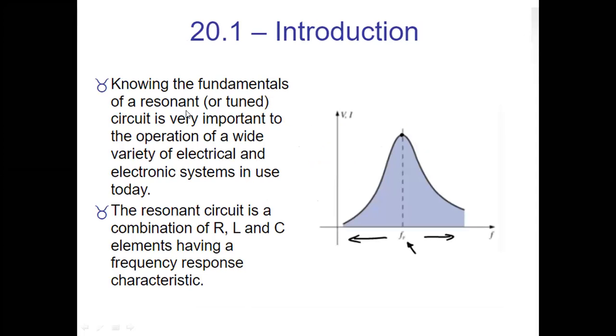Knowing the fundamentals of a resonant or tuned circuit is very important to the operation of a wide variety of electrical and electronic circuits in use today. The most important example of resonance is the radio. This is the voltage and current graph versus the frequency. These are all the frequency values, but at this frequency we are getting the maximum power. It means the circuit is tuned at this frequency. This frequency is called the resonant frequency, and we can say that the circuit is in resonant mode. The best example is the radio.